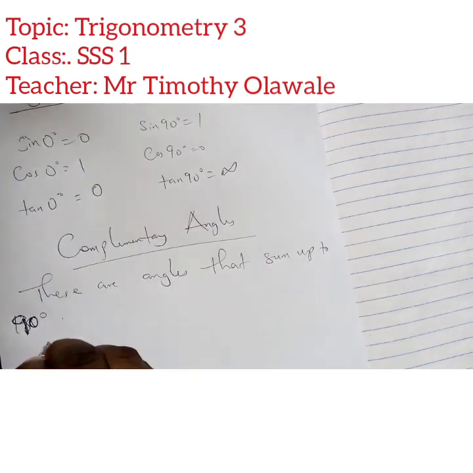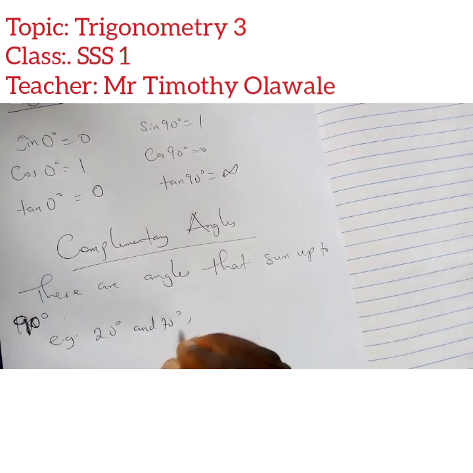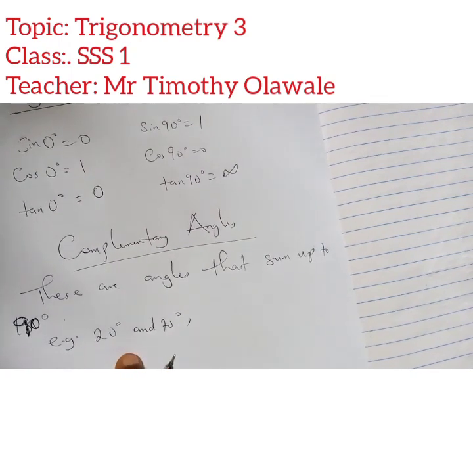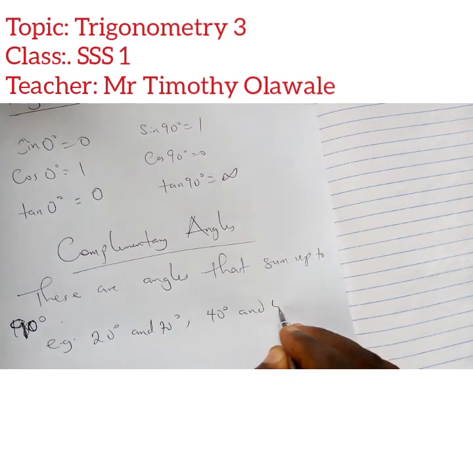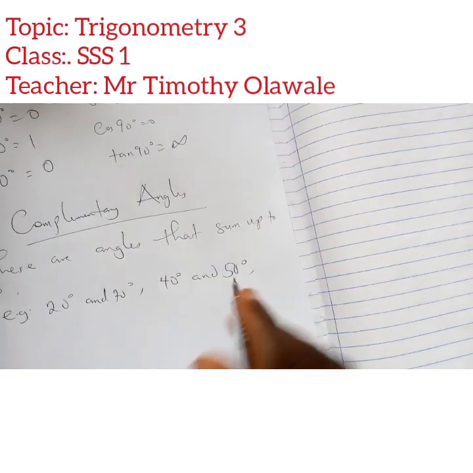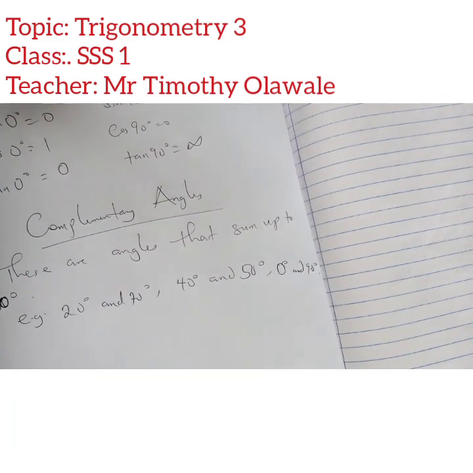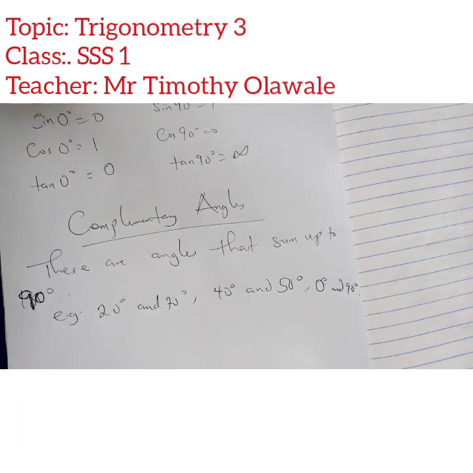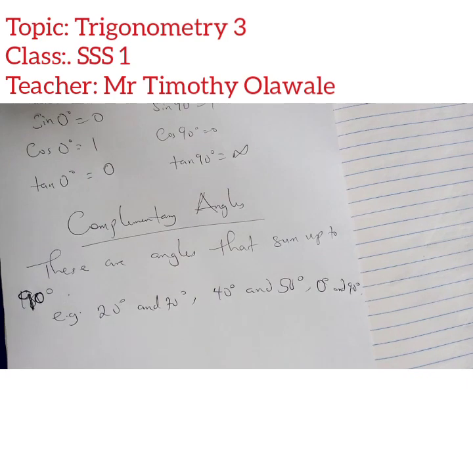For example, 20 degrees and 70 degrees are complementary because when you add them, it gives you 90 degrees. 40 degrees and 50 degrees, 0 degrees and 90 degrees, and 45 degrees and another 45 degrees are also complementary angles. So why do we study complementary angles? Because they have some things in common.